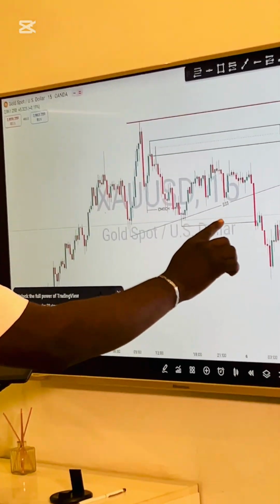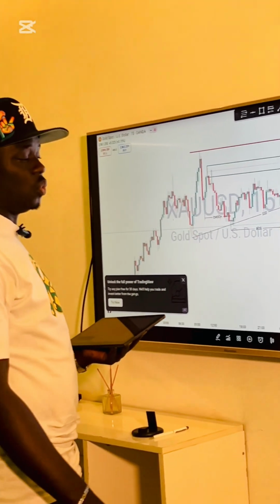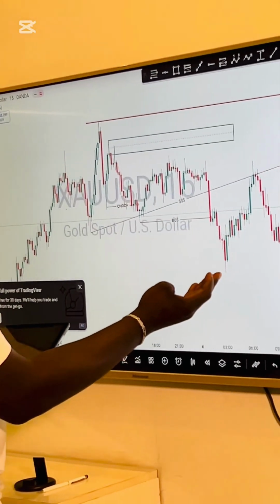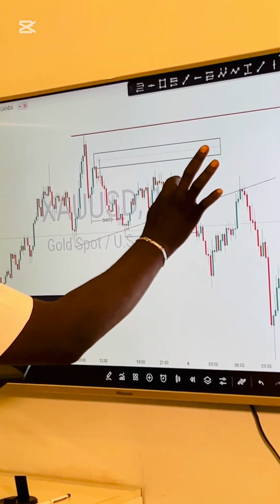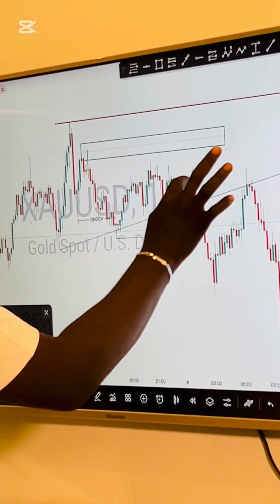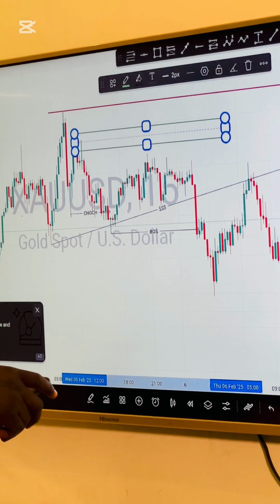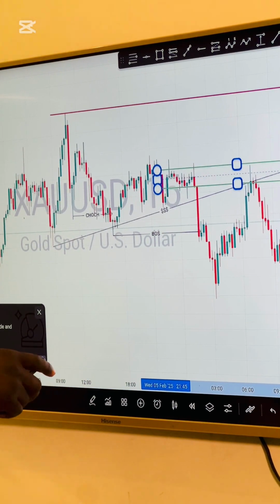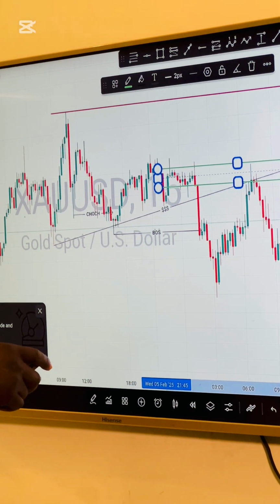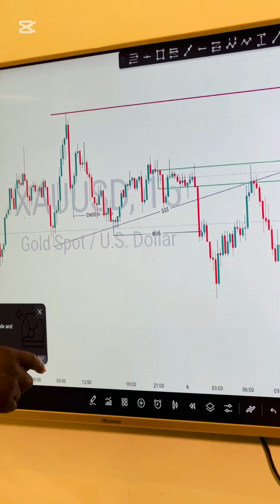Now price has given you this break of structure. What are you waiting for the price to do? Then you say, what is it that causes this break of structure? This junction was what caused the whole of this break of structure. Then you come back and say, okay, if this was what created my break of structure, then I'm going to get this guy.